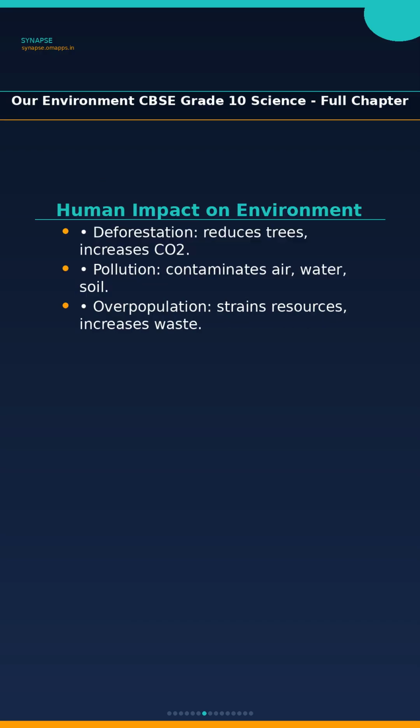Human impact is a big deal. Deforestation, pollution, and overpopulation can really mess things up. Deforestation means fewer trees to absorb CO2, pollution contaminates everything, and overpopulation puts a strain on our resources. It's like we're overloading the system.